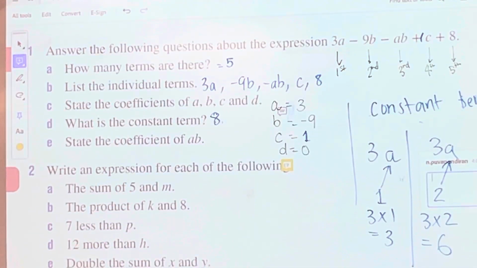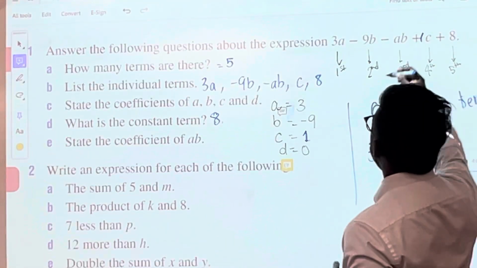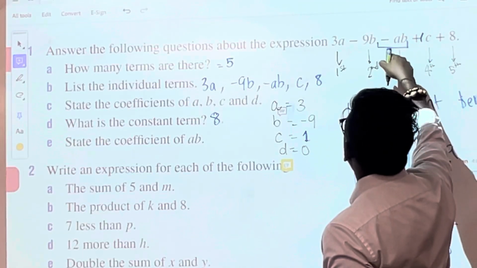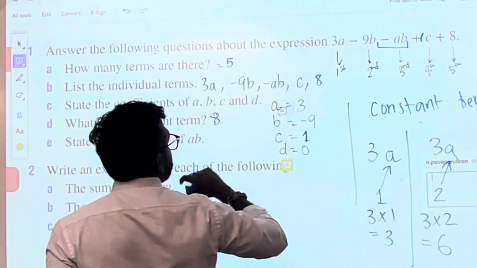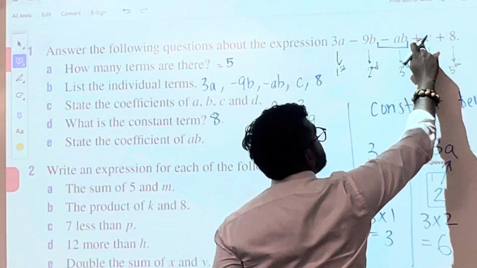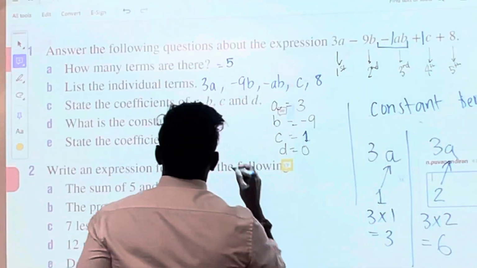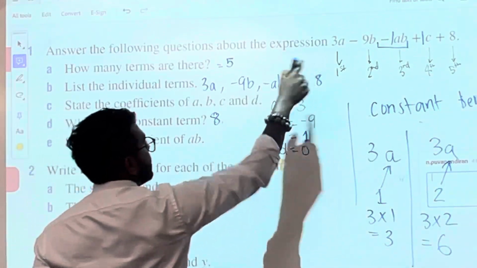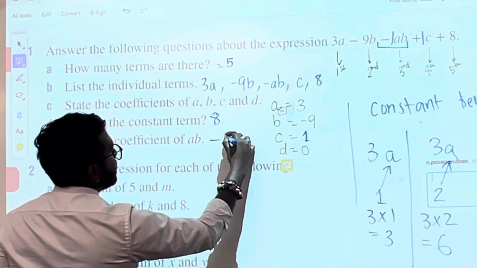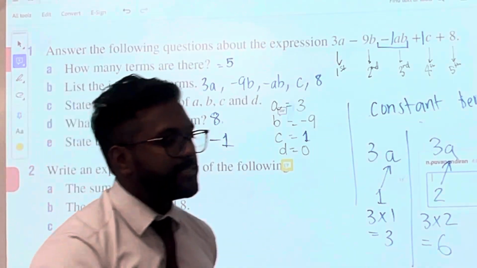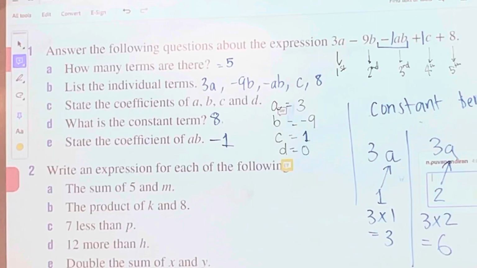State the coefficient of ab. So what's the number before ab? Okay, what did we say earlier for c? We can't see the 1, but there's actually a 1. There's a 1 here too. So the coefficient for ab is going to be -1. And that is your answer for that question.